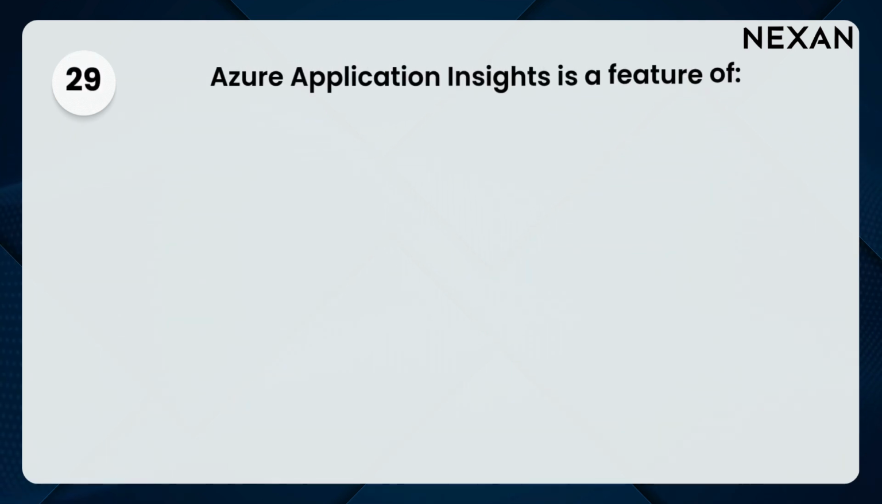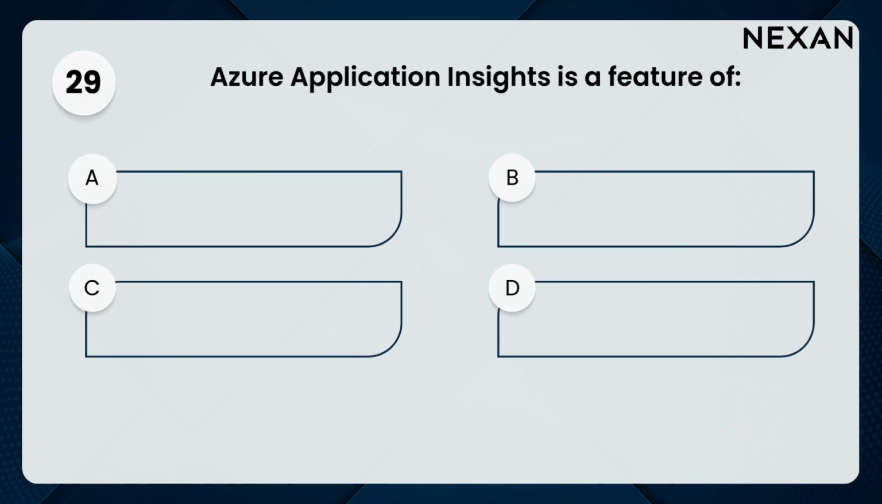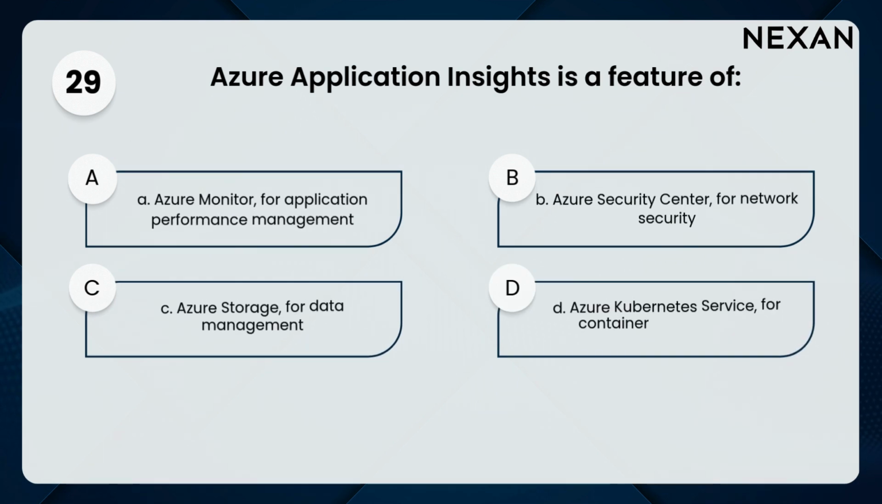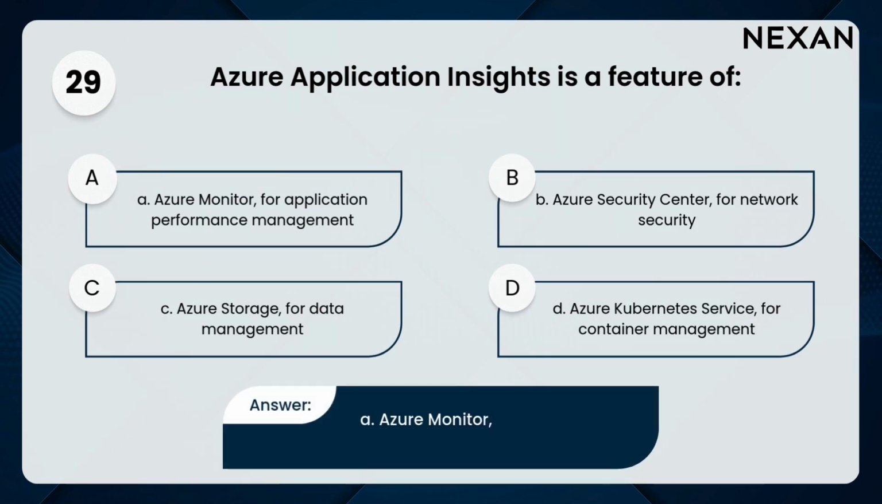29. Azure Application Insights is a feature of A. Azure Monitor for application performance management. B. Azure Security Center for network security. C. Azure Storage for data management. D. Azure Kubernetes Service for container management. Answer: A. Azure Monitor for application performance management.